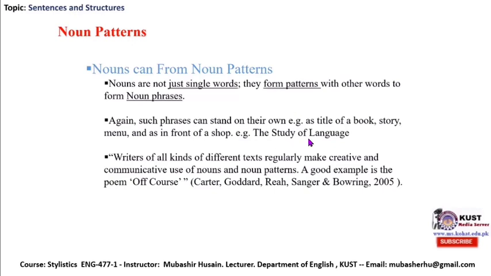Now this is a noun phrase. It is not a complete sentence. It does not have a verb. It does not have a subject and object. It is just a noun phrase. We study language. It can make you understand what the book is about. By looking at the title, you can guess what the book is about.